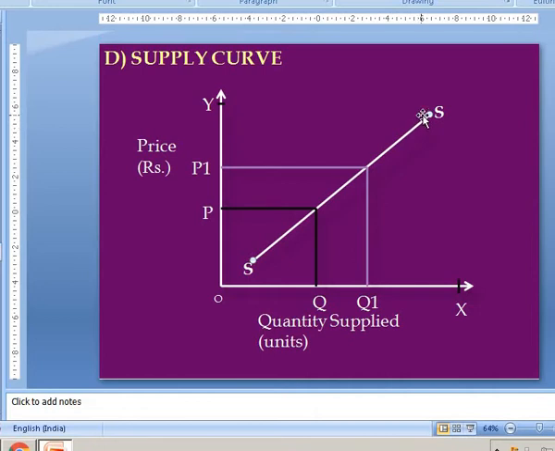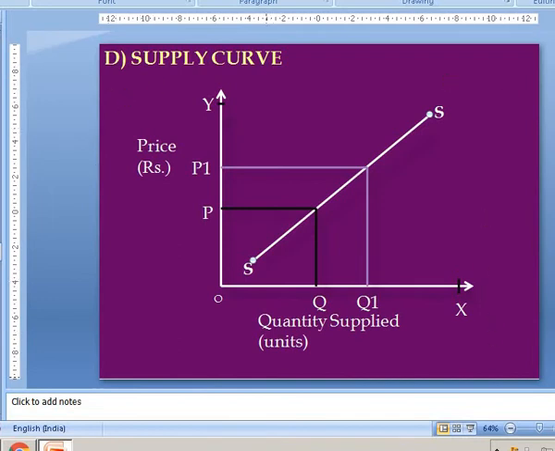Now this upward rising curve tells you that when price increases from OP to OP1, the quantity supplied increases from OQ to OQ1. So price increases, quantity supplied also increases. Right? This is the way you would explain any diagram that you are given. So SS is the supply curve in this case. So this is all about the law of supply.